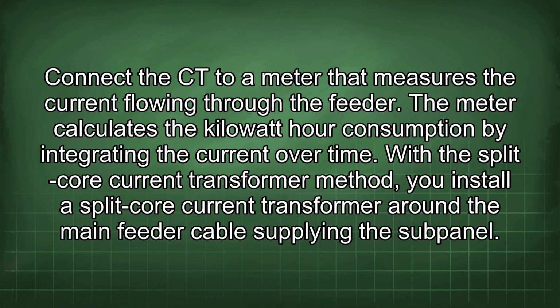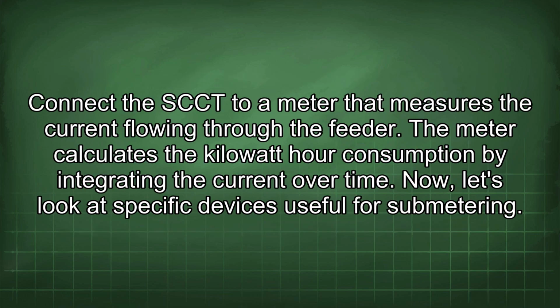With the split-core current transformer method, you install a split-core current transformer around the main feeder cable supplying the subpanel. Connect the SCCT to a meter that measures the current flowing through the feeder. The meter calculates the kilowatt-hour consumption by integrating the current over time.